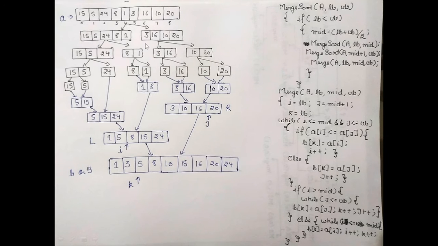As you can see, I have not changed the index of this second array because we are not actually disintegrating this array. All we are doing is, as the recursive calls are made again and again and again, what this merge sort function will be dealing with is a smaller and smaller portion of this array A.